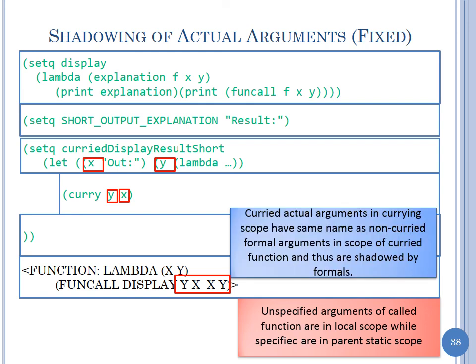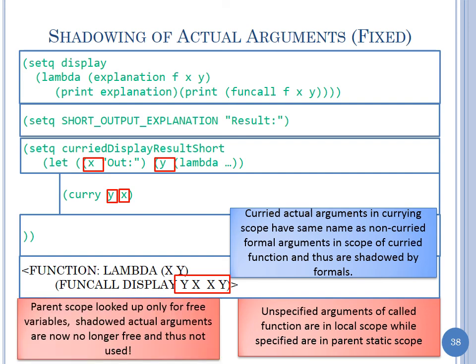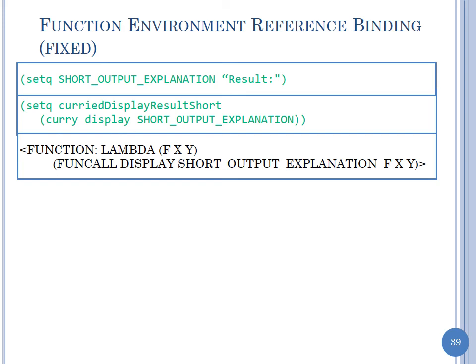So curried actual arguments in currying scope have the same name as non-curried formal arguments in the scope of the curried function. So basically, we are sharing names. The values that you want are in the parent scope, but they're not being looked up because they got overshadowed. So we need to quote as a result, and so it does make sense. Questions? Okay. So that's one difference between function and quoting, storing the environment and quoting.